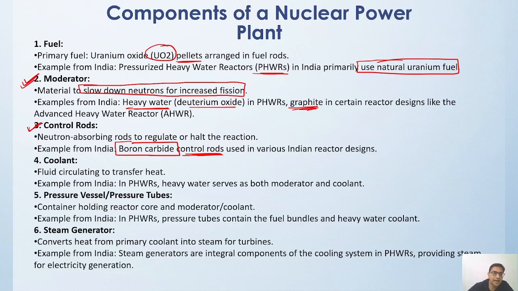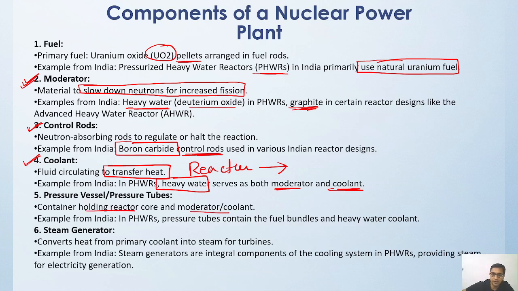Then we have a coolant. The coolant is a fluid that circulates to transfer heat from the reactor core to a heat exchanger. In India, heavy water serves as the moderator, and we can also utilize it as coolant. Then the pressure vessel is the container holding the reactor core, moderator and coolant.